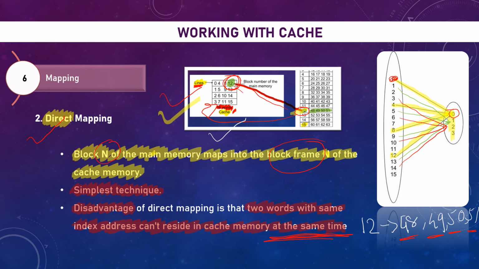Suppose the processor requires both these two items. In that case, the processor cannot use both the words at the same time, because all four have only a single place to reside, right? And so this is the disadvantage of the direct mapping technique.